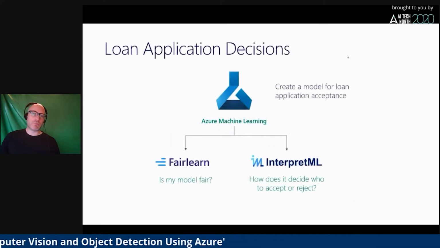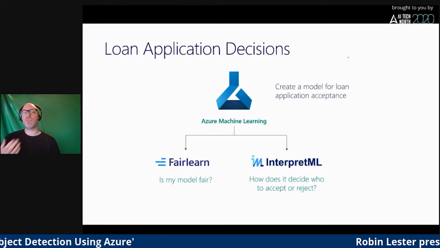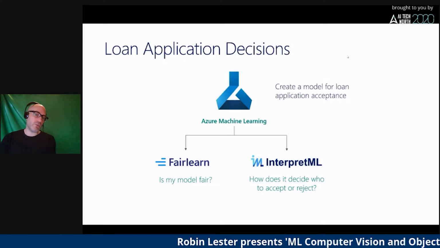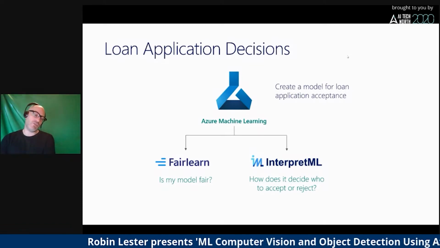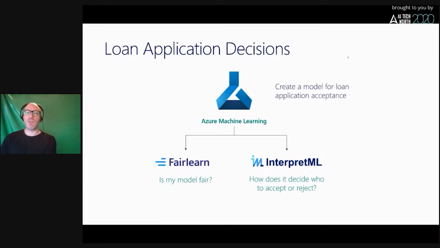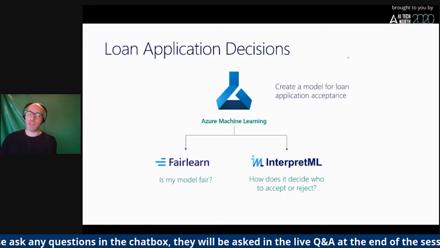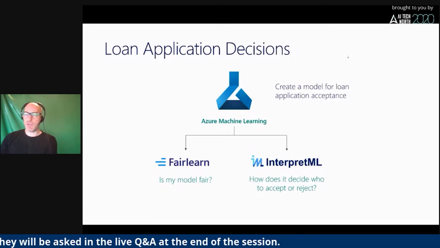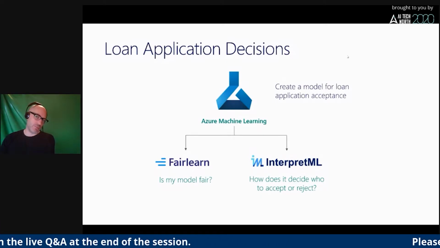So let's have a look at the loan decision process. If you create a loan model, you want to make sure that it's a fair model. So we use Fairlearn to do that. And you want to understand who has been accepted and why they've been accepted. So understanding even down to that single level, if one person's come along to get a loan, why has that person been given that loan, or why hasn't that person been given that loan?